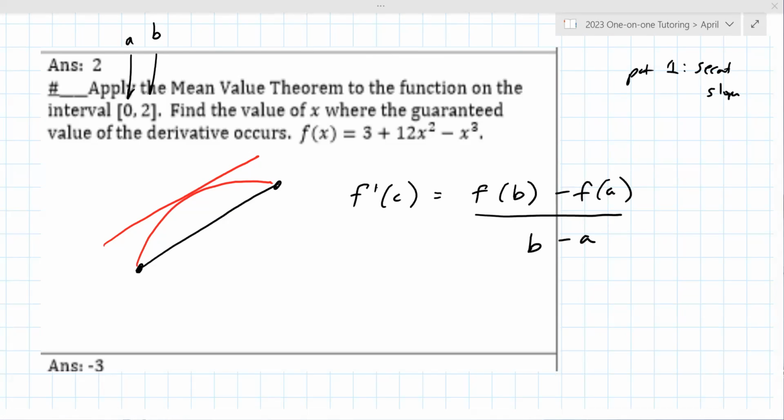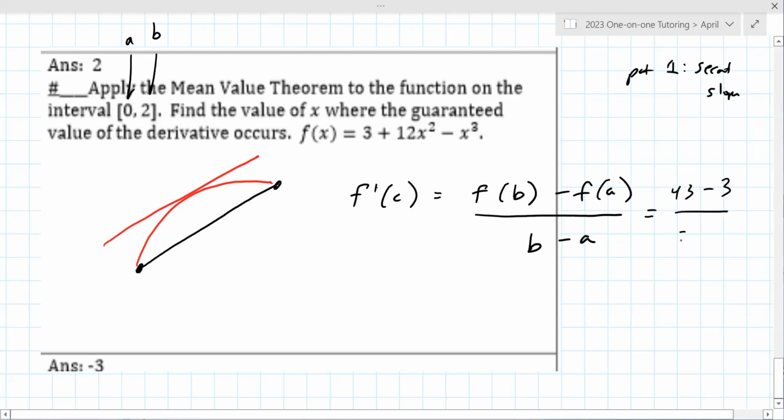Okay. Oh wait, I get it. Never mind. Okay, so I got the answer to be 20. Yes, 43 minus 3 over 2 minus 0 is 20.